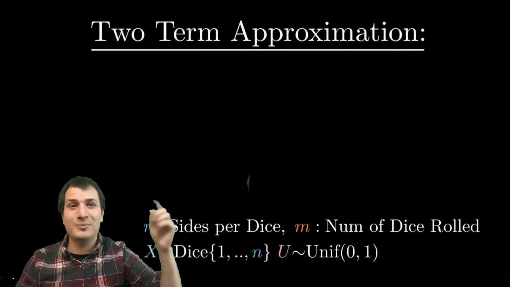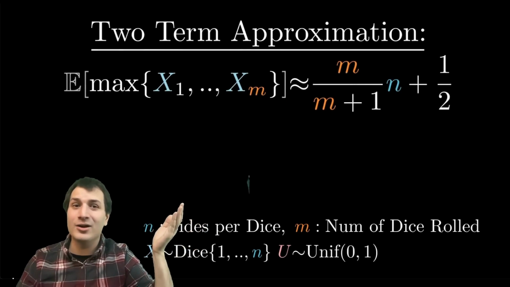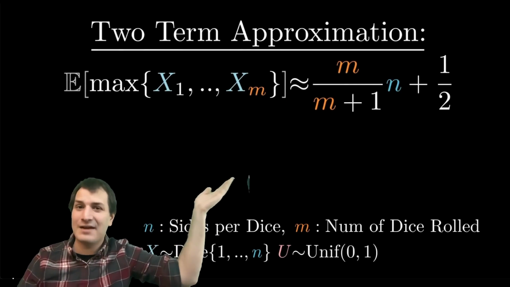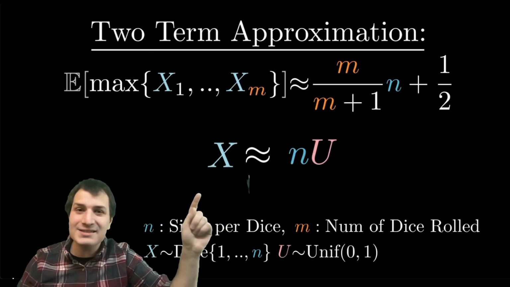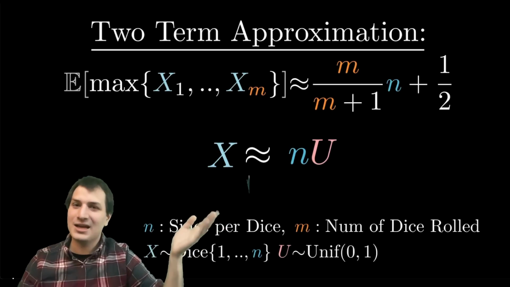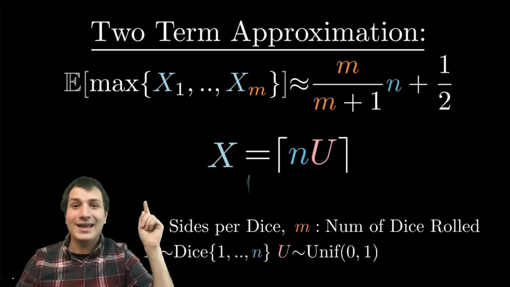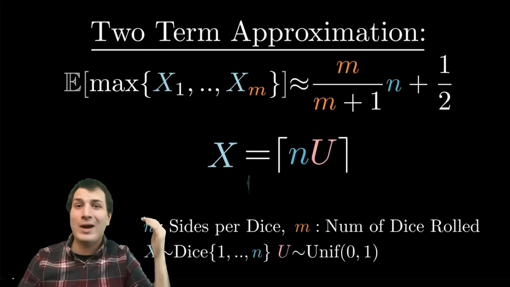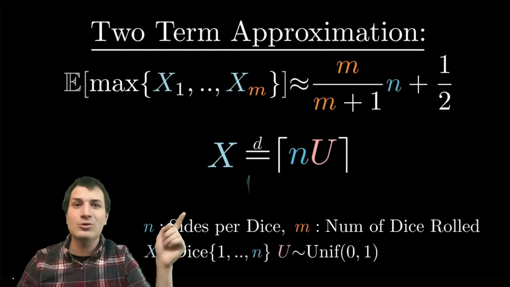All right, the 2-term approximation: we have exactly what we had before, but this time we're adding on 1/2. So where does this plus 1/2 come from? It comes from refining our approximation. Before we said x is approximately n times u, but can we do better than just saying approximately? Well, yes, we can. One way is you can round up. If you take n times u and round it up, that will be exactly equal to x. And when I say equal, I mean equal in distribution.